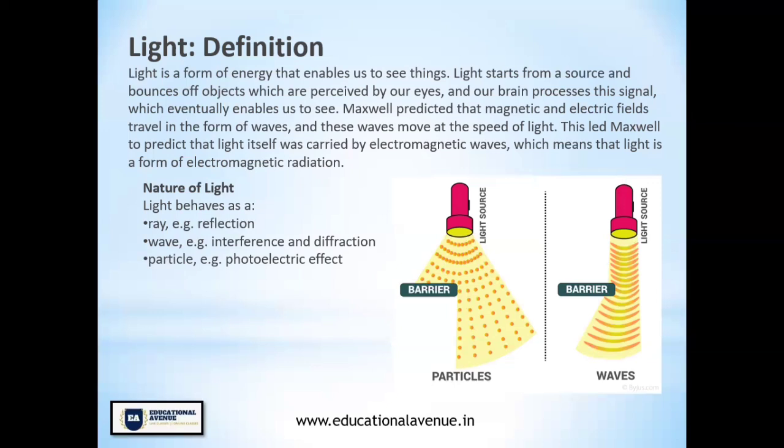Next is the particle. Light is made up of particles. What are these particles actually? These particles are called photons. The name is given for these particles. You can see in the diagram here, particle is written, and the particle will be like this. So these are the three natures, or characteristics, of light.